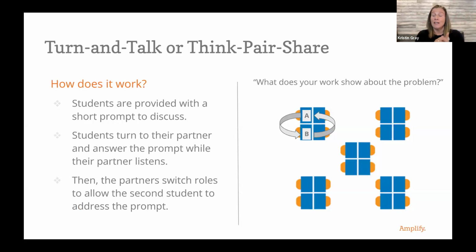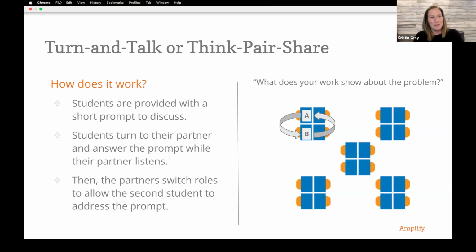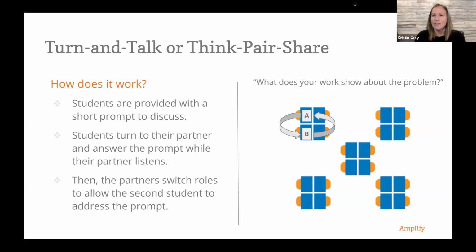We want to make sure that we're giving a really good prompt. So for example, we might ask them to turn and talk about what does your work show about the problem? I know sometimes, I'm guilty of it all the time, I say, turn and talk to your partner about problem 1. If we're not specific, then what they're talking about, problem 1, might not be the thing that we want to connect and make explicit toward the end of the activity. So having a prompt that really drives their discussion and is grounded in the work that they're doing, so it's not just talking, it's actually looking at one another's work and making sense of it, is really, really helpful.